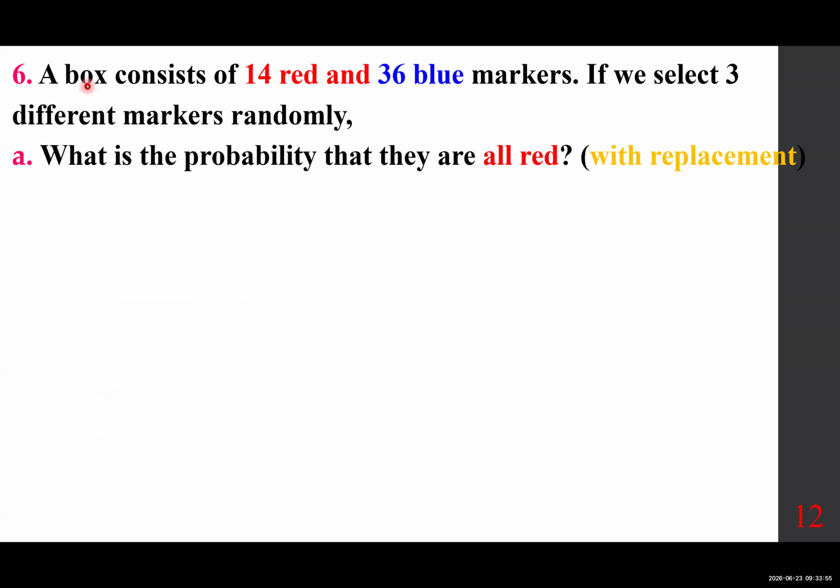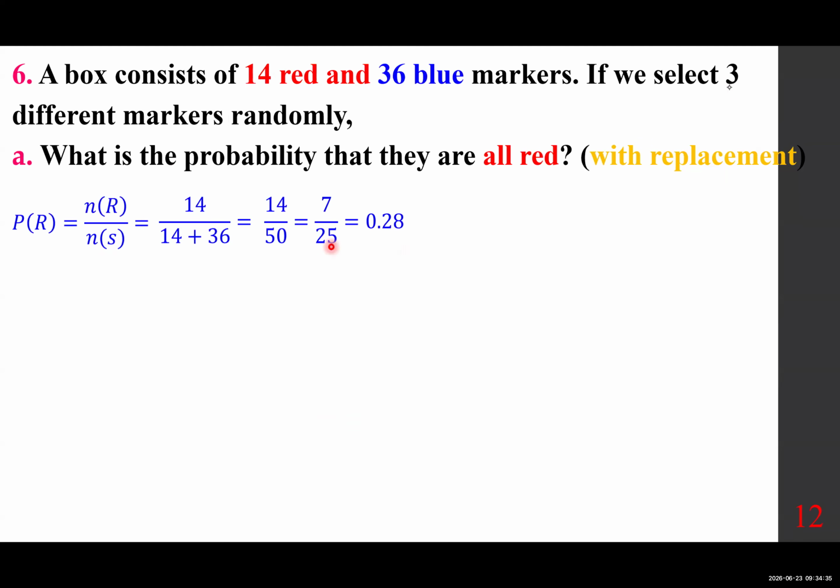A box consists of 14 red and 36 blue markers. If we select different markers randomly, what is the probability that they are all red? With replacement, that's the key. Well, probability of red, just one red, is n of red, which is 14, over n of S, which is the sum of the two numbers. So 7 over 25 or 0.28. And again, that's an exact decimal, exact fraction, because the bottom has only factor of 5 squared.